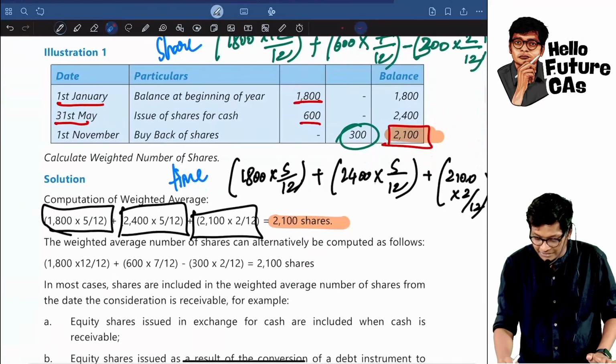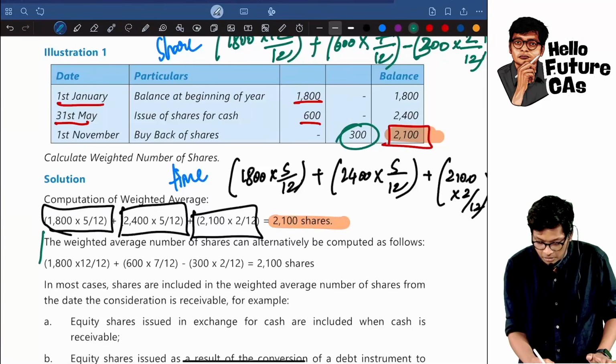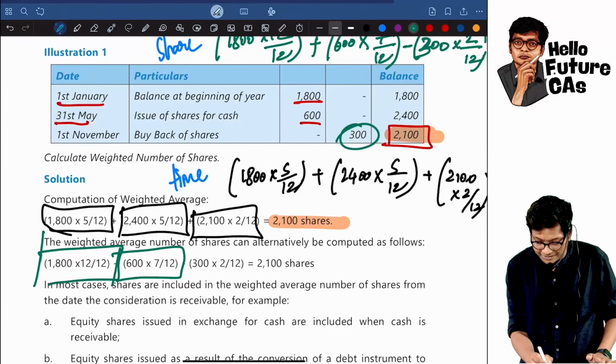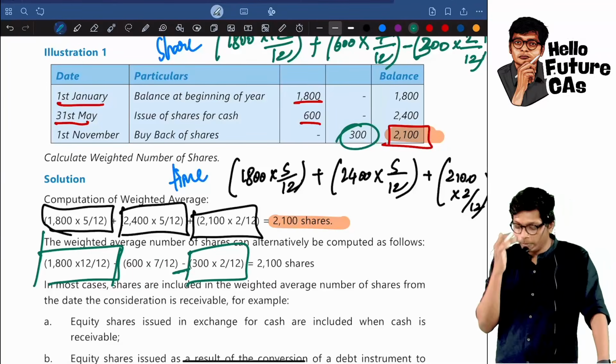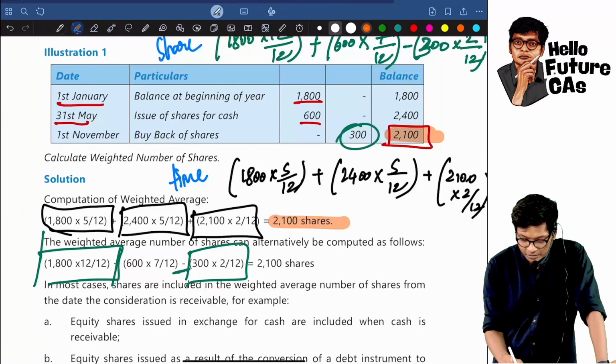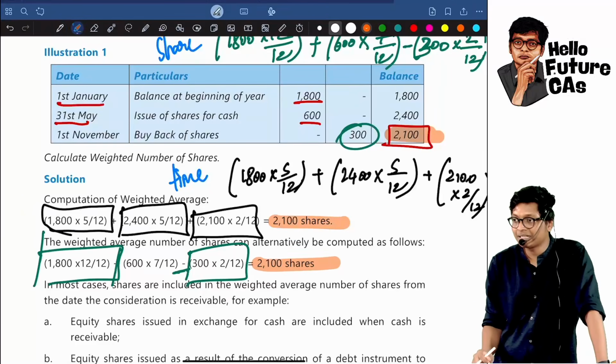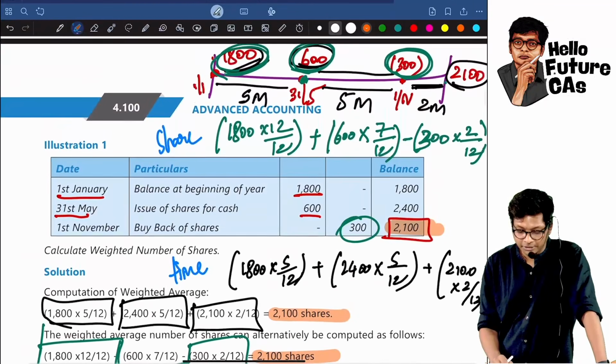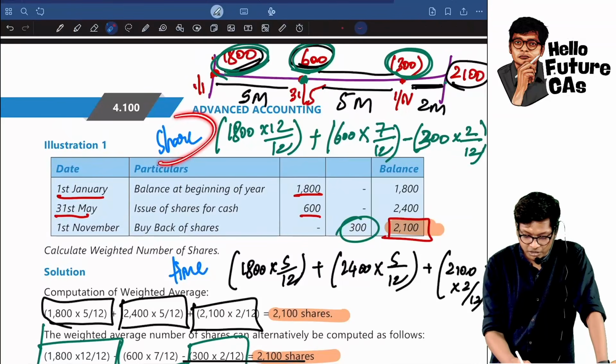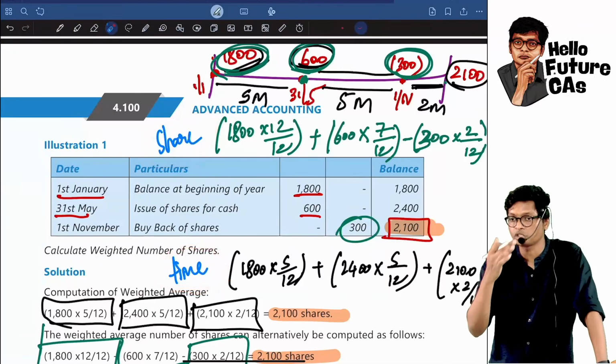For this also the answer will be the same, 2100. Look at this. They have told the alternative option. 1800 into 12 by 12 plus 600 into 7 by 12 minus 300 into 2 by 12. I will get the same answer, 2100 shares. Are you all with me, guys? Sir, which one to follow in exam, sir? Share basis or time basis is your choice.